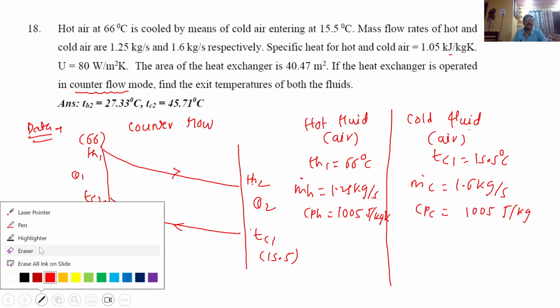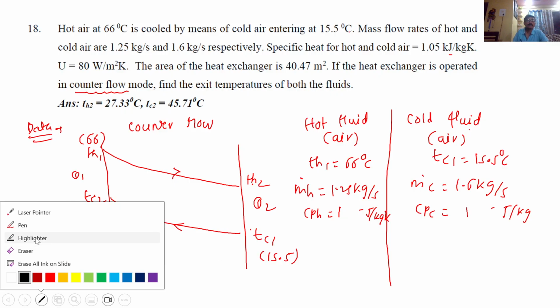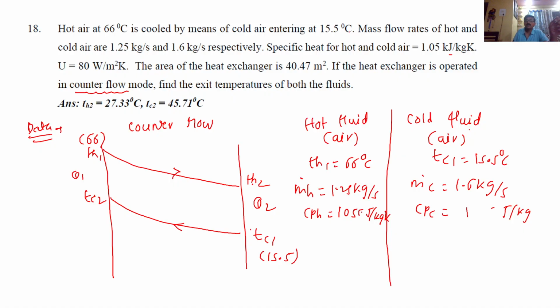my mistake, sorry, 1050. Okay, multiply by 1000 to this, so 1050 joule per kg Kelvin. Now U is common data, so I will write here U is equal to 80 watt per meter square Kelvin. Area is also common, nothing to do with hot and cold fluid, so I will write it separately, 40.47 meter square. If the heat exchanger is operated in counterflow mode, find the exit temperature of both fluids.